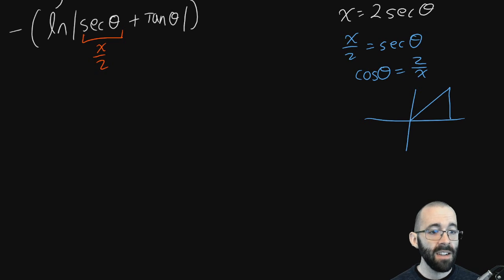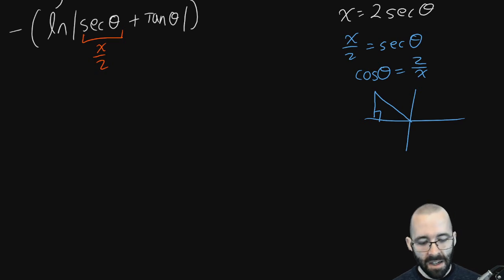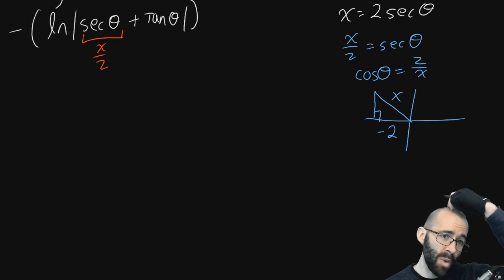Why is this wrong? Because we know where theta is. We know theta is in the second quadrant, and that's going to matter here. Theta is in the second quadrant. This needs to be our reference triangle. Cosine of theta is 2 over x, which really means that, again, we know x is a negative number. So this is a negative right here. Kind of weird to write.